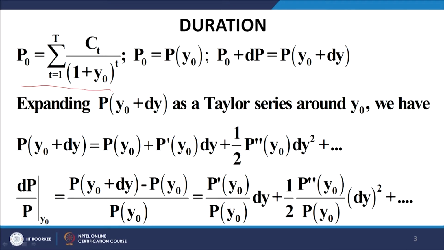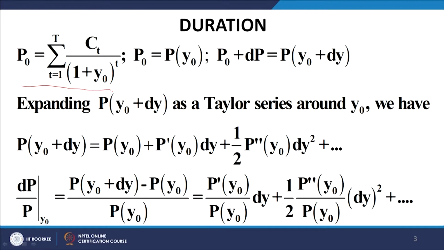So, let me repeat, P0 is the original price, the price at which we start taking the basic observations, and that is at a yield of Y0. In other words, P0 corresponds to a YTM of Y0, and now the YTM changes from Y0 to Y0 plus dy, as a result of which the price changes from P0 to P0 plus dp. Therefore, P0 plus dp is equal to P at Y0 plus dy.